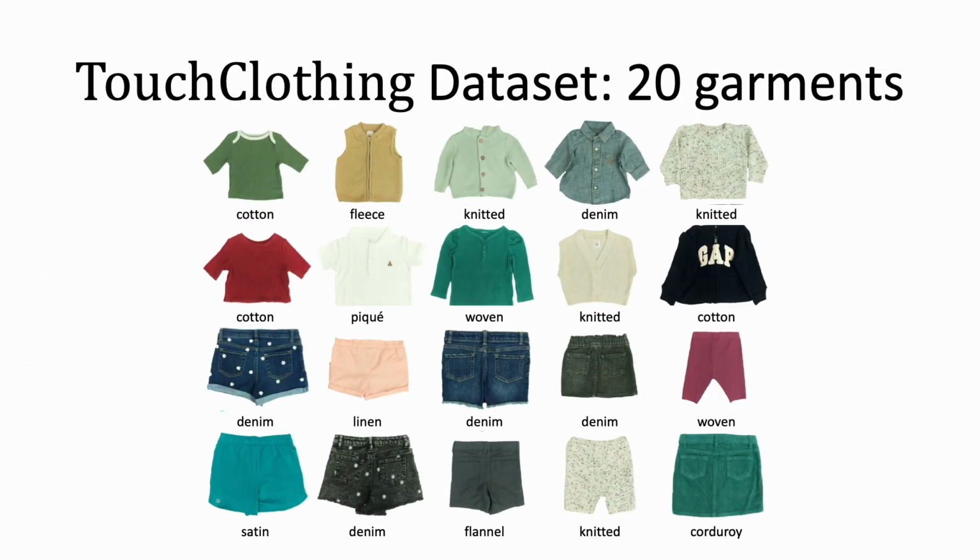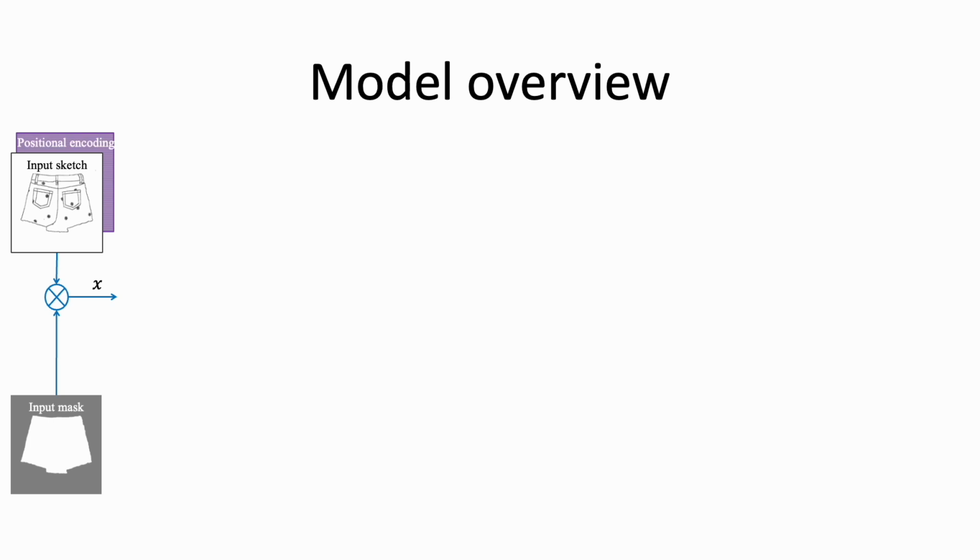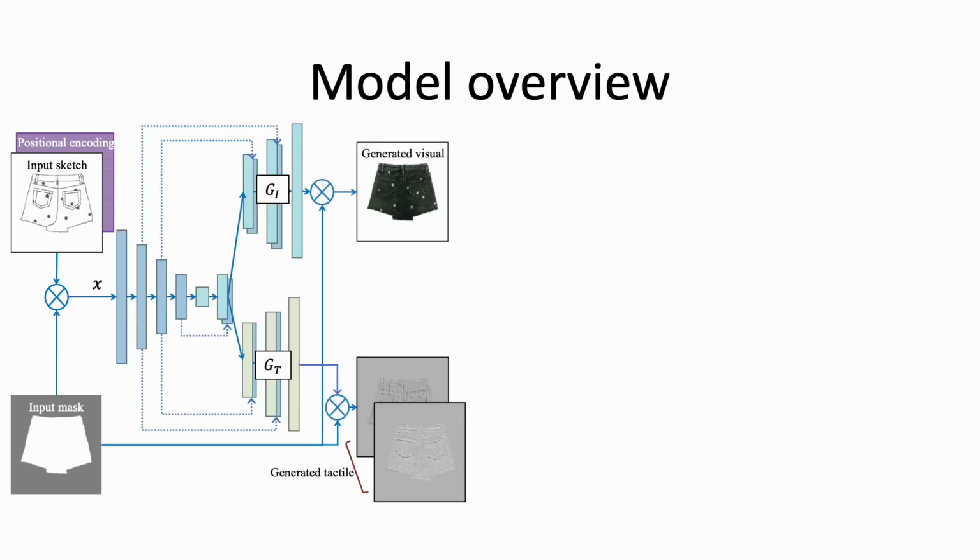Our dataset contains 20 garments in total, covering various fabrics commonly seen in the market, such as denim, corduroy, linen, fleece, and knitted materials. We also cover diverse object colors and shapes, such as shirts, vests, sweaters, pants, shorts, and skirts. Given a sketch, we use the image-to-image translation method to generate synchronized visual and tactile output.